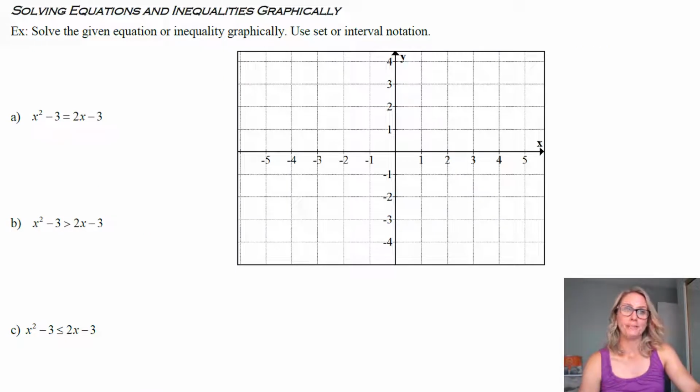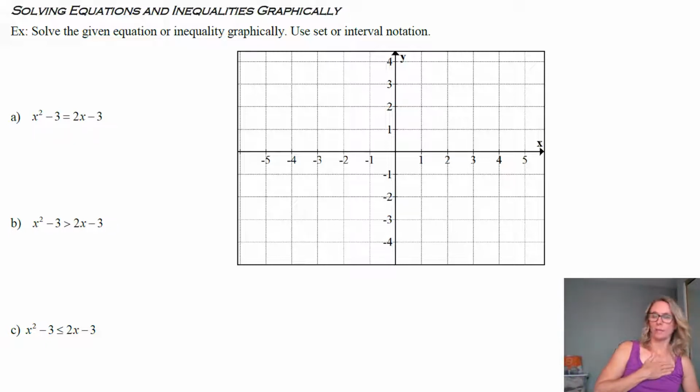So the last little bit here is solving equations and inequalities graphically. So we can use set or interval notation, but it kind of depends on what we're doing here. Now you might start, okay, I'm going to start solving this, but we're trying to do this graphically. Now the great thing about it is even though there's 3 questions here, it's actually really just one thing that we need to do, which is to graph each side of this.